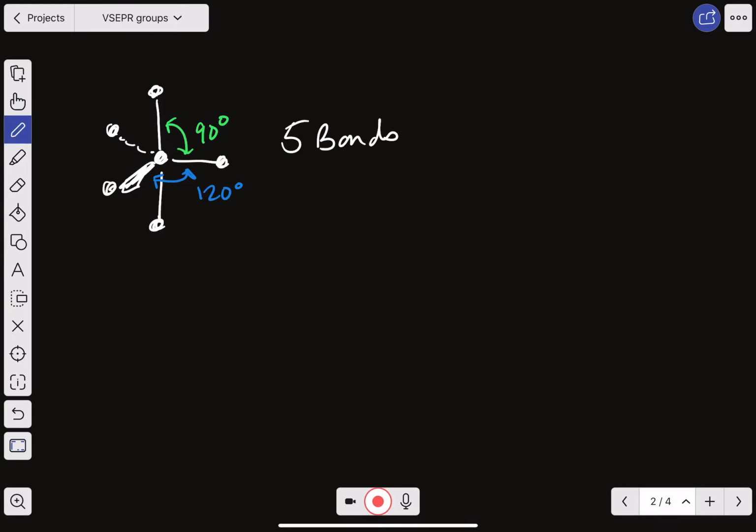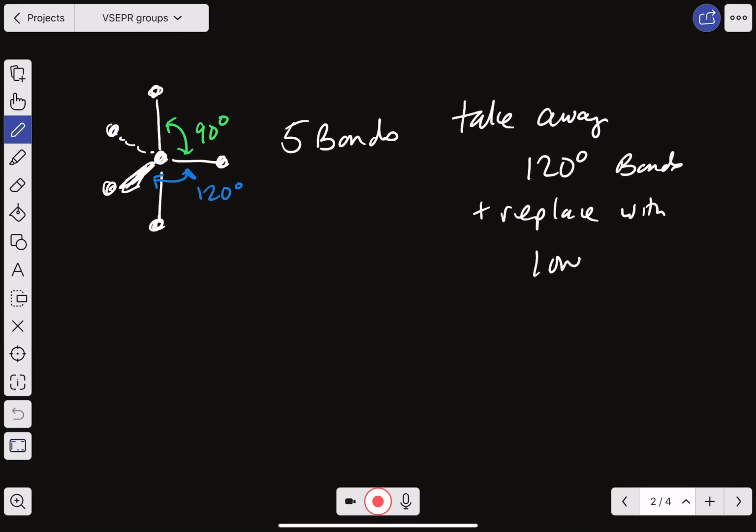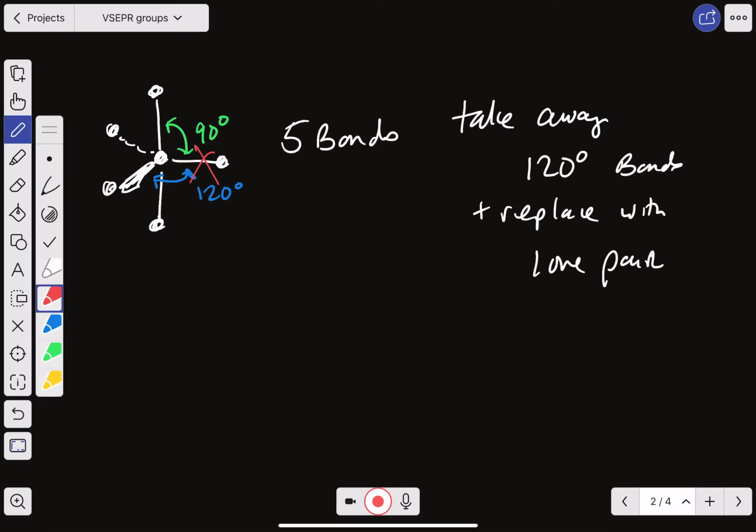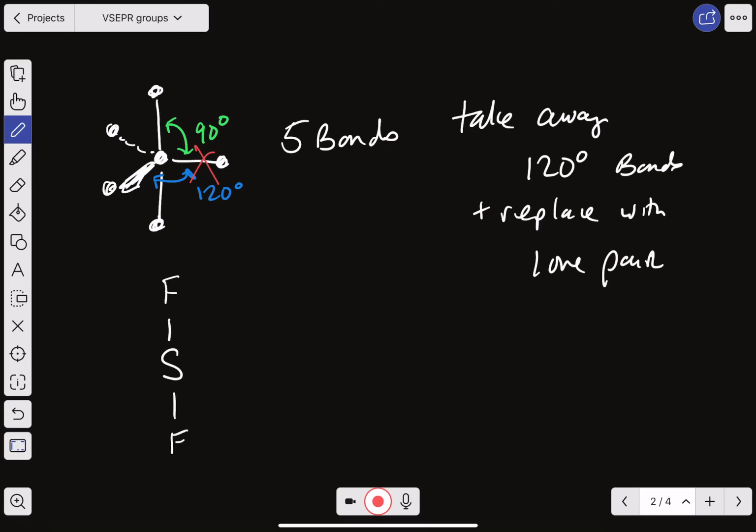And so we're going to take away one of those 120-degree bonds and replace it with a lone pair. Essentially, one of those is going to go away, and I'm going to redraw that with the lone pair. So for SF4, maybe I will just draw it with the sulfur and the S6. So sulfur, and I'll have a fluorine up here, a fluorine up here. I'll put the lone pair over here. I've got a fluorine coming out at me and a fluorine behind.